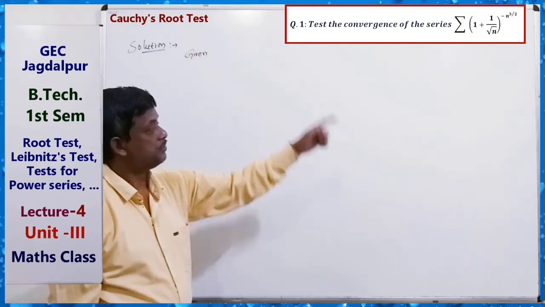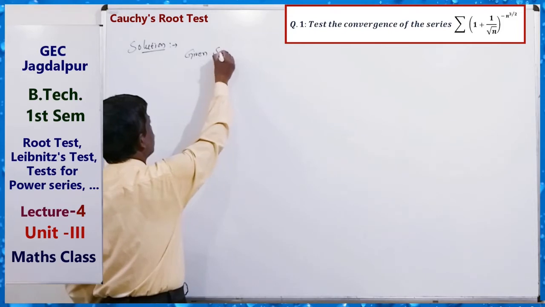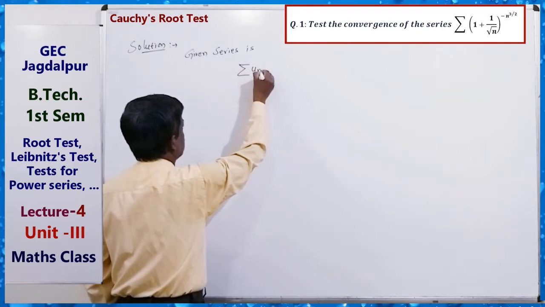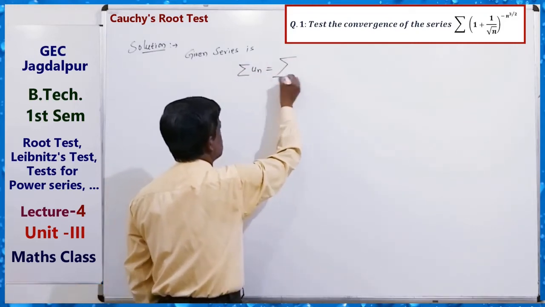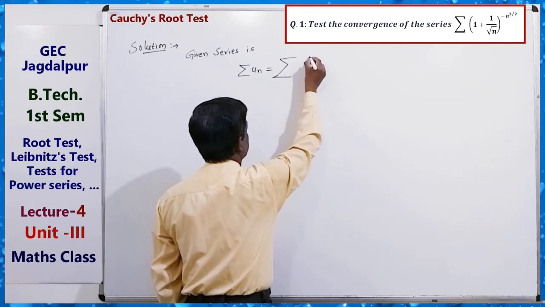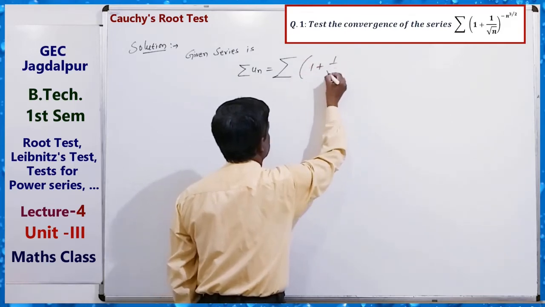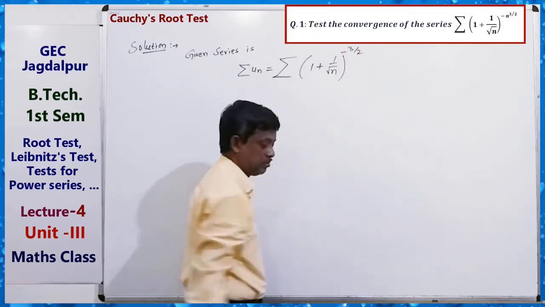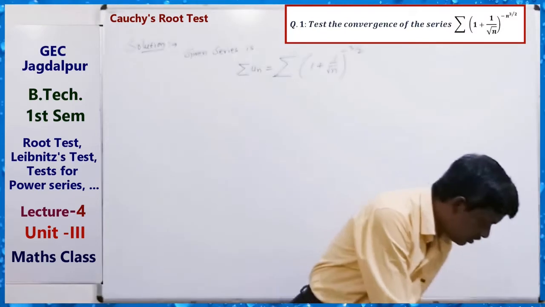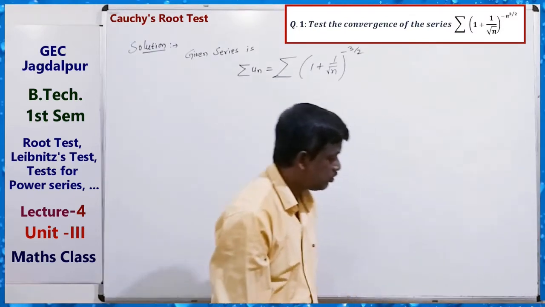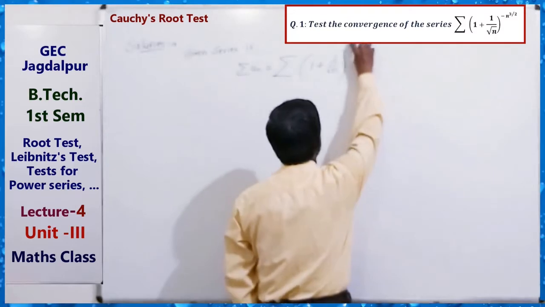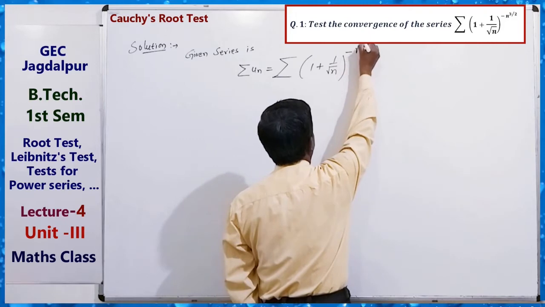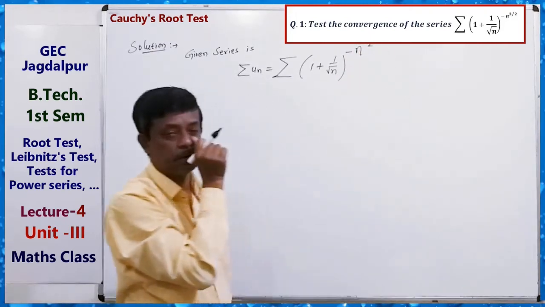Here the given series is un equals the sum of 1 plus 1 by root n, to the power minus n to the power 3 by 2. This is the given question.